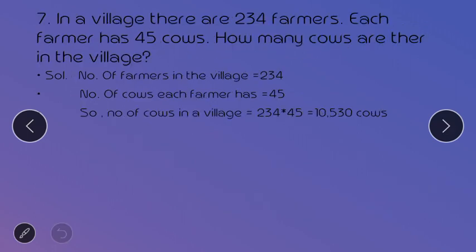Seventh: in a village there are 234 farmers. Each farmer has 45 cows. How many cows are there in the village? In the village, number of farmers in the village is 234, as it is written. Number of cows each farmer has: each farmer means one farmer. This one farmer has 45 cows.